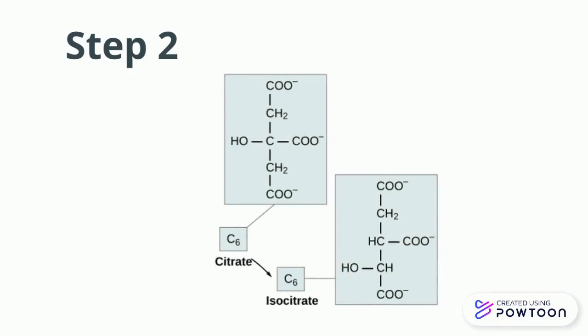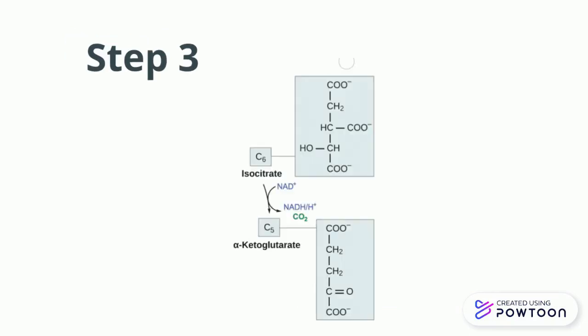Step 2 is isomerization. Citrate is converted to its isomer, isocitrate, by removal of one water molecule and addition of another. Step 3 is oxidation and decarboxylation. Isocitrate is oxidized and decarboxylated to alpha-ketoglutarate. NAD+ accepts hydrogen to be reduced to NADH and H+. CO2 is released.